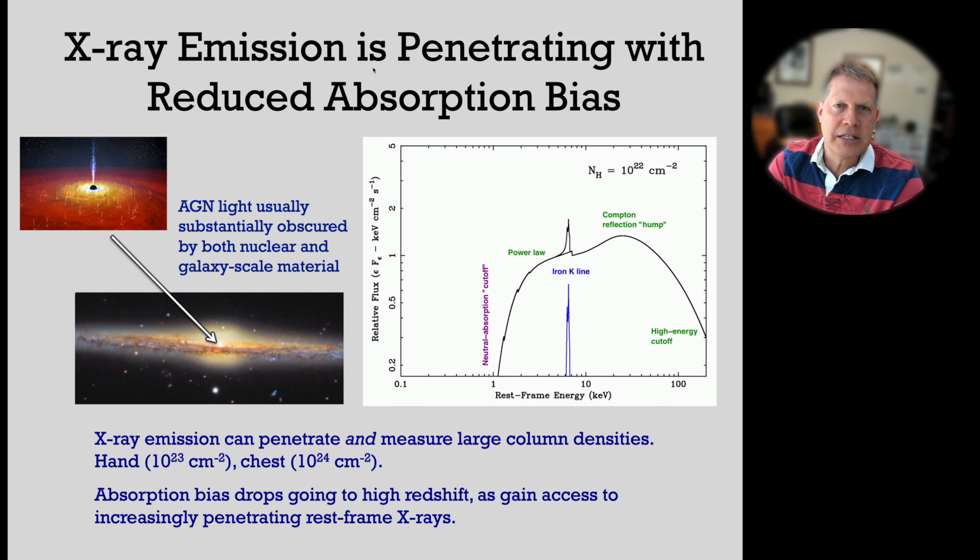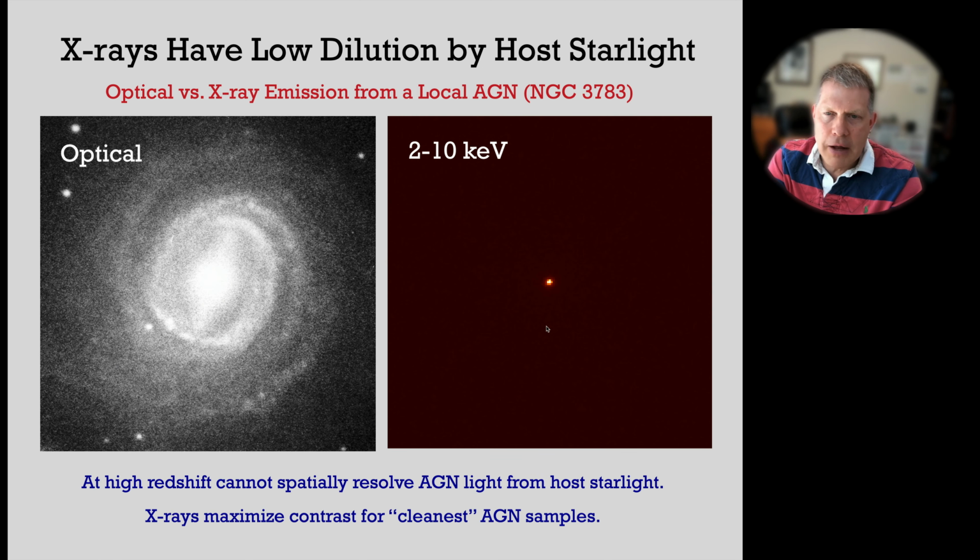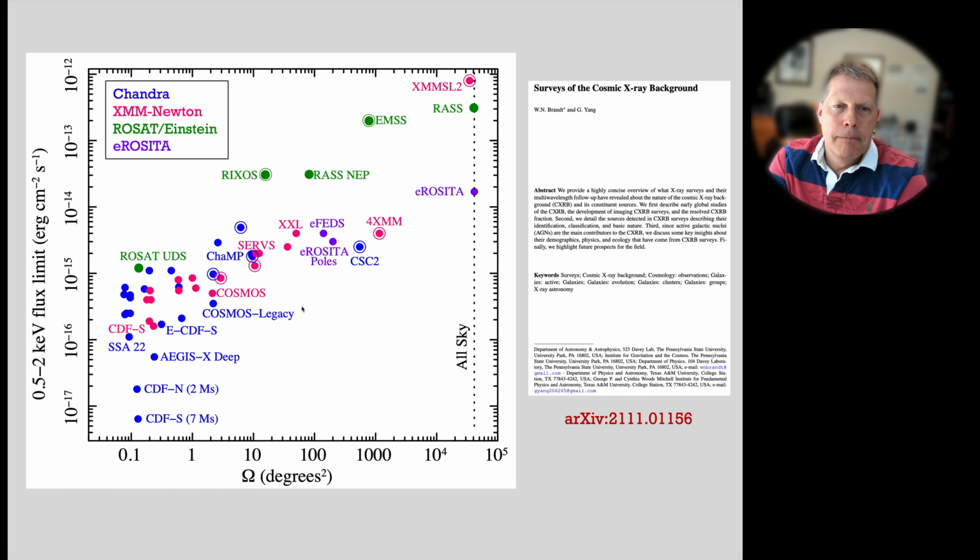And owing to these two basic effects, the penetrating nature of X-rays as well as the low dilution effect, as well as the fact that X-rays appear to be almost universal from luminous AGNs, many X-ray surveys have been conducted. This is another one of these plots of sensitivity versus solid angle, kind of like the ones that I showed you for optical surveys. And many X-ray surveys have now been conducted by a variety of missions, ranging from, again, narrow field, ultra deep pencil beam surveys to wide field all sky surveys over here. And these have all been used to investigate AGN evolution in the X-ray band.